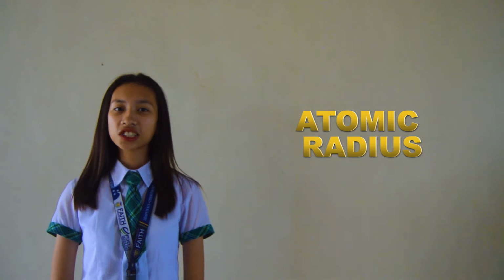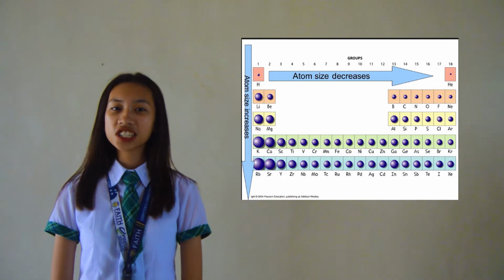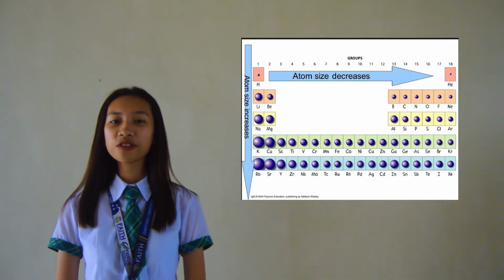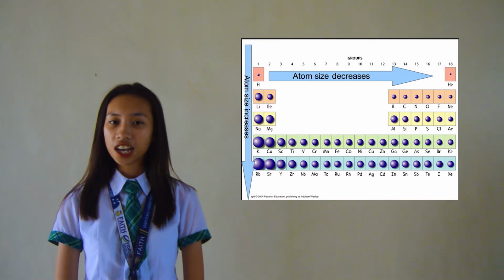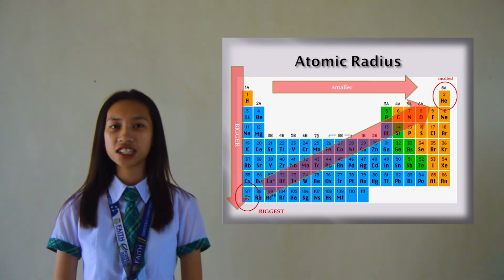The atomic radius is a measure of the size of an atom. As can be seen in the figures, the atomic radius increases from top to bottom in a group and decreases from left to right across a period. Thus, helium is the smallest element and francium is the largest.